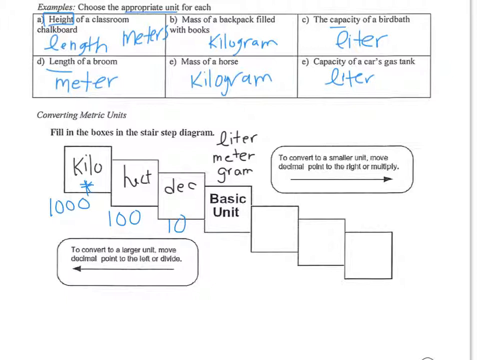Now going the other way, not deca, but I should put deca, right here. Deci. So 10 decimeters is a meter.